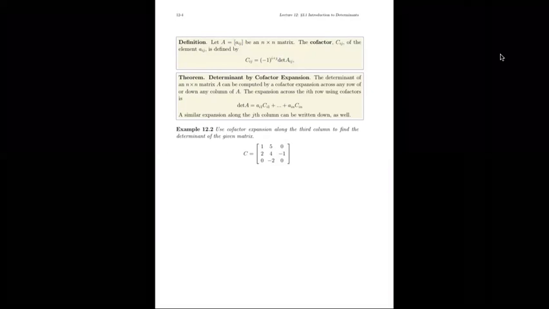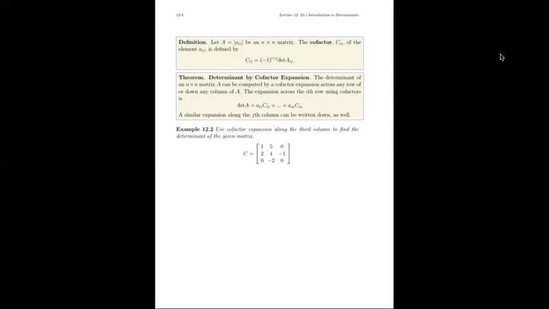Once we define this cofactor, it gives us a nice tool for putting together a determinant along any row or column that we might choose to move along in an n by n matrix. And we're going to use this down below. So the determinant of an n by n matrix can be computed by cofactor expansion across any row or down any column of A.